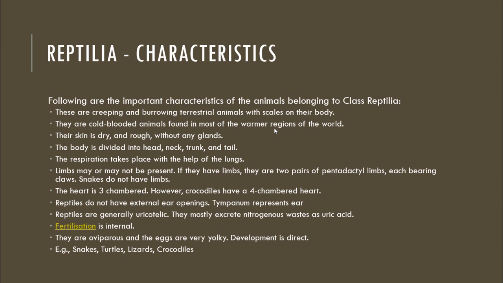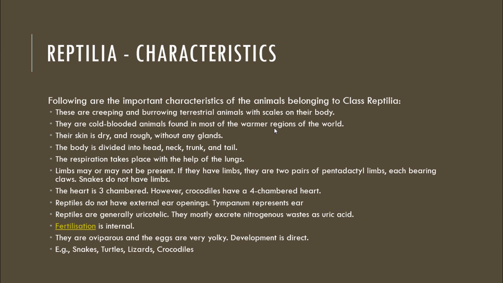So the characteristics now. They are creeping and burrowing terrestrial animals. They are just on land and they have scales. This is where the scaly life begins. So they are cold-blooded animals. Yes, their skin is dry without any glands. They have scales. The body is divided into head, neck. They have a neck here, trunk and tail.